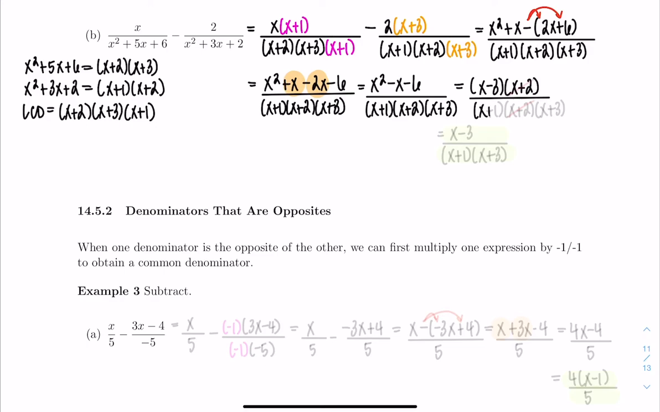And so we can end up simplifying, because we have an x plus 2 on top and on bottom. And so we end up with x minus 3 all over x plus 1 times x plus 3.